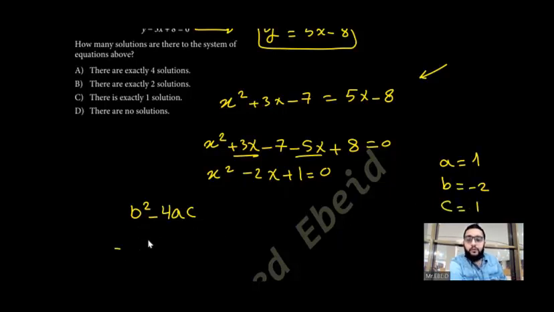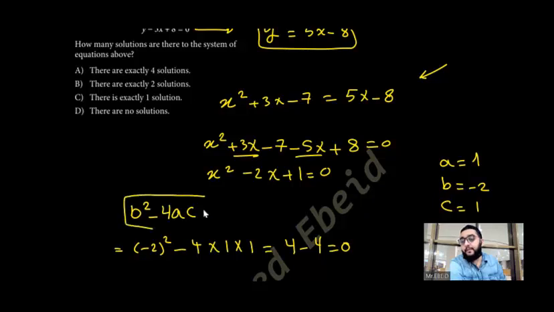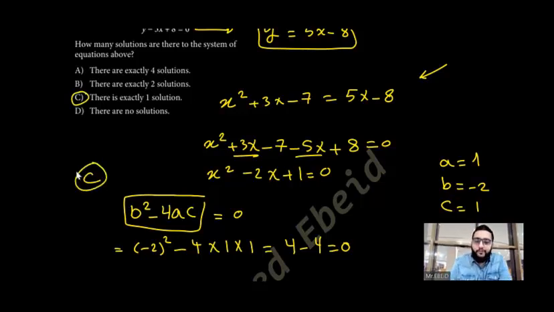So it will be b squared, which is negative 2 whole squared. It will be negative 2 squared minus 4 times a, which equals 1, times c, which equals 1. So it will be 4 minus 4, which equals 0. As you know, if the discriminant equals 0 you have exactly one solution. So the answer is C. Okay, let's move to the next question.